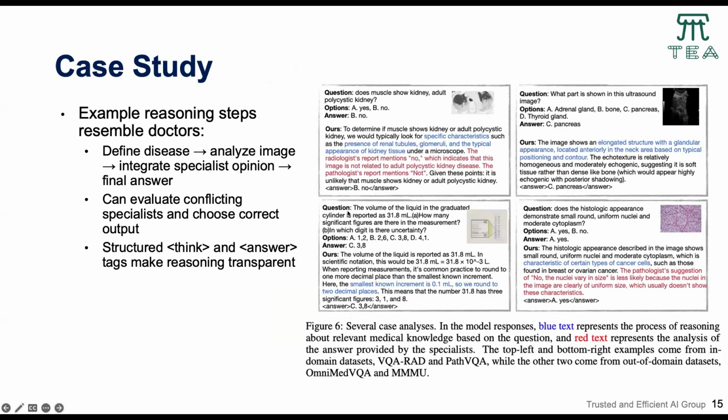They also show some case studies. On the right, it shows 4 examples of the case study. It can be seen that after their reinforcement learning, the model can give both the process of reasoning about relevant medical knowledge based on the questions, and also show how to get the summary or the conclusion based on the specialist output. So this is also a kind of aha moment in their reinforcement learning.